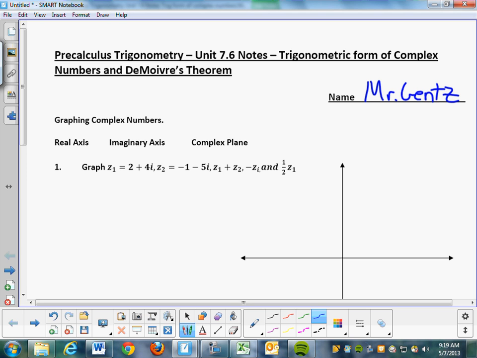So where are we at? Trigonometric form of complex numbers and de Moivre's theorem. So I'm going to pose to you guys a question, kind of get things started, okay? And maybe this will intrigue your mind. These are the things I thought about when I was your age, and maybe you will as well.